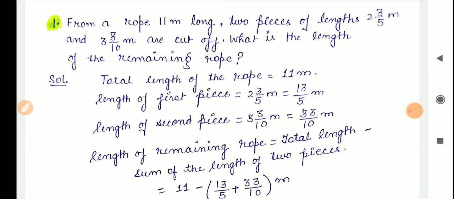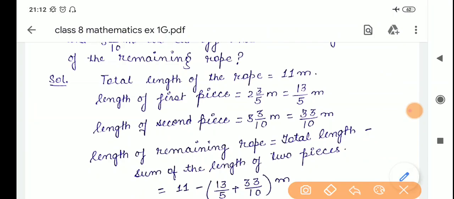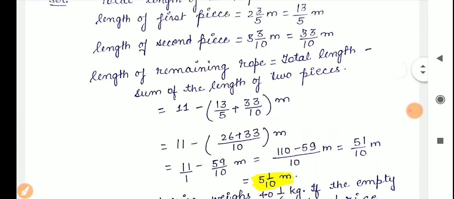While doing word problems, first of all we should write whatever is given. The total length of the rope is 11 meter. The length of the first piece is 2 complete 3 by 5 meter, which in fraction will be 13 by 5 meter. The length of the second piece is 3 complete 3 by 10 meter, that will be 33 by 10 meter. Clear?